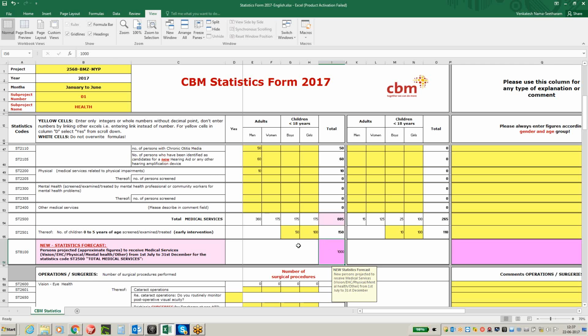Any questions on this new statistic forecast? Would you see that it would be feasible for the projects to enter this number, or would you feel it would be difficult, or just give me some reactions? What do you feel about this new code?